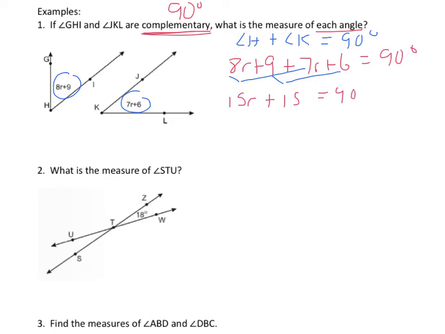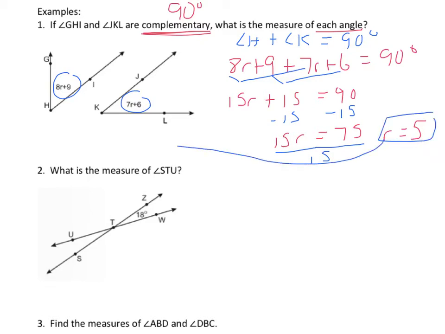So combining like terms, subtract 15, and we get 15R equals 75. Divide by 15 on both sides, and R equals 5. Now if R is 5, we can use that to go back here and plug it into each R.